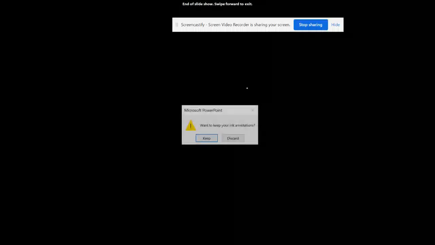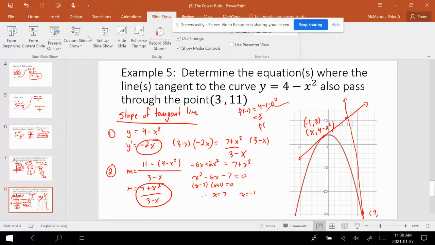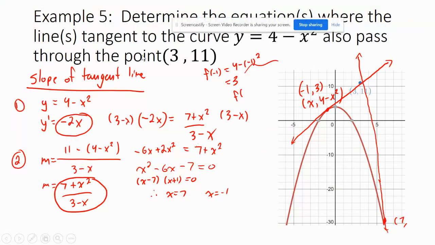f of 7 is 4 minus 7 squared, 4 minus 49, which is negative 45. So our point is 7, negative 45. It definitely would have been off the screen over here; this point is actually going to be further lower down. And this one is negative 1 comma 3.